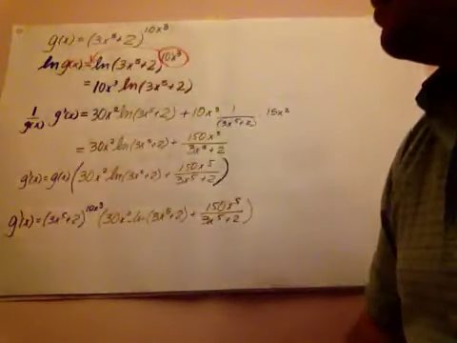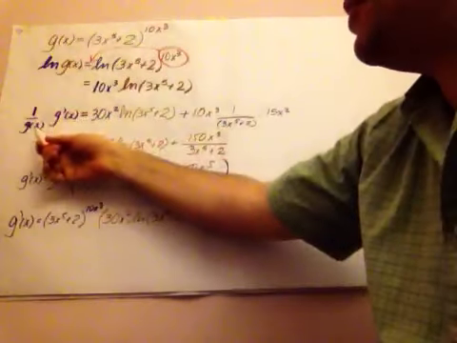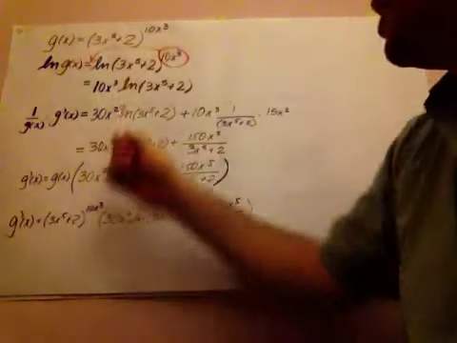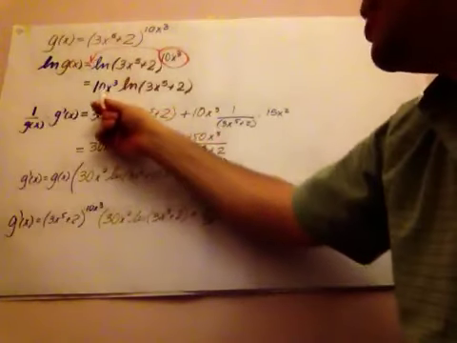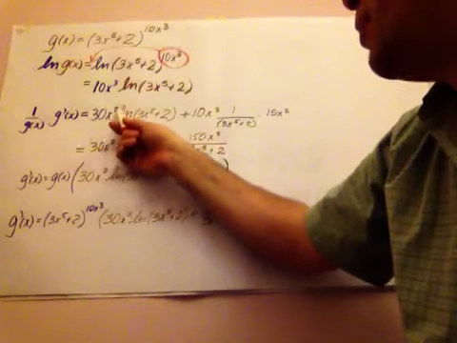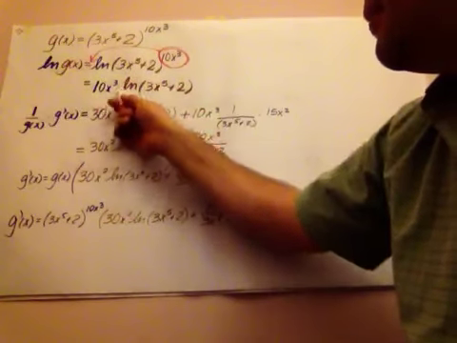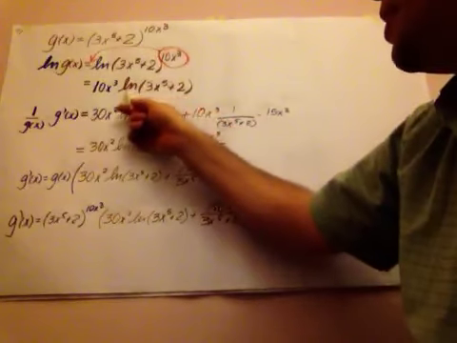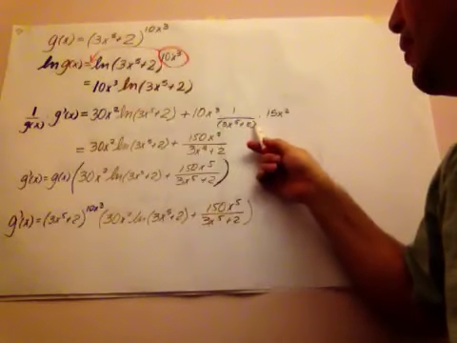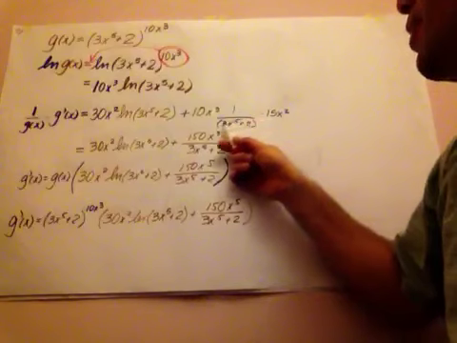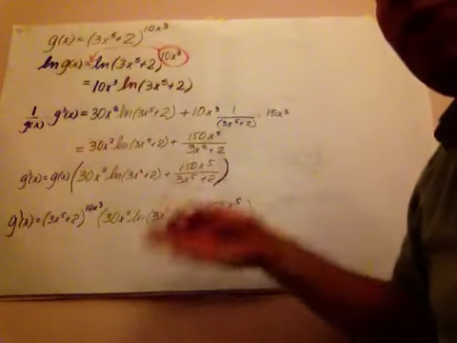Then we get the derivative. The derivative of the natural logarithm of g is 1 over g times g prime of x. And now we have a product here. So it's the derivative of the first function, 30x squared, times the second, here, plus the first function, 10x cubed, times the derivative of this natural logarithm, which is 1 over 3x to the 5th plus 2, times the derivative of this, which is 15x squared.